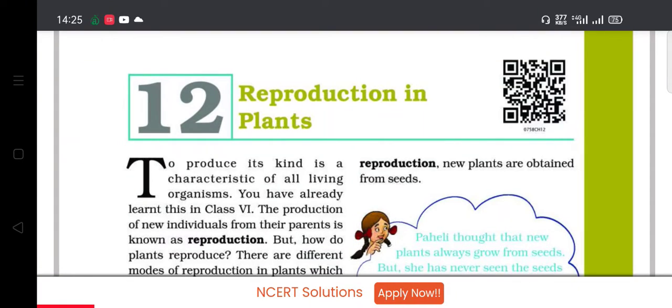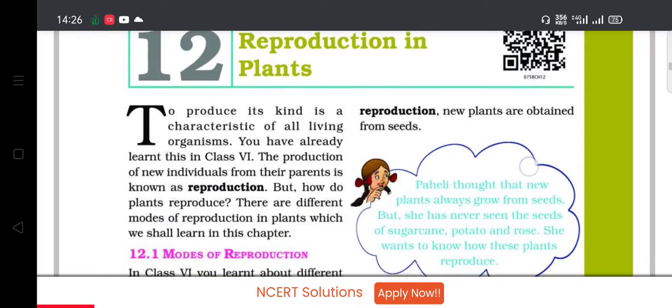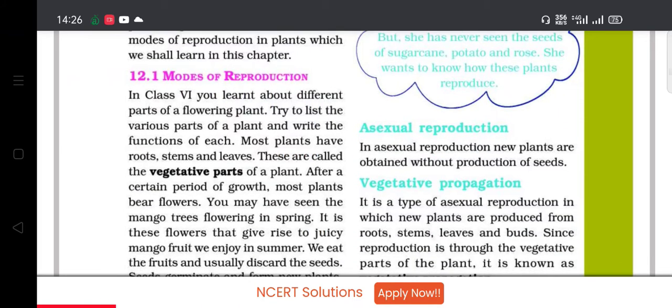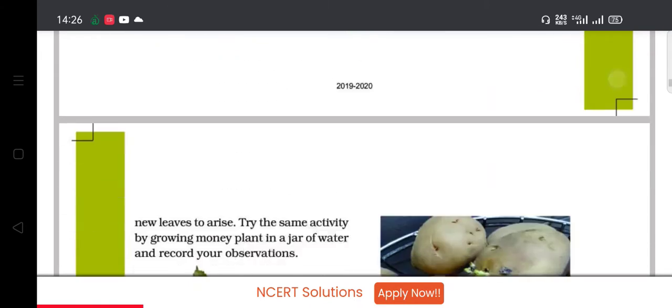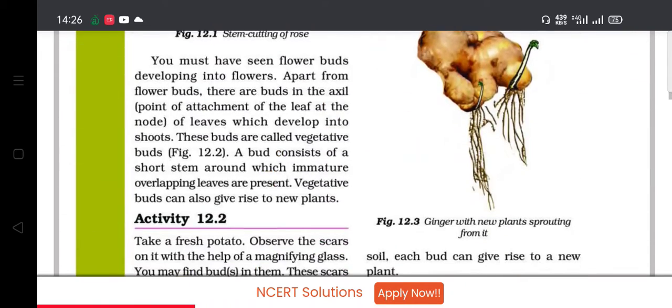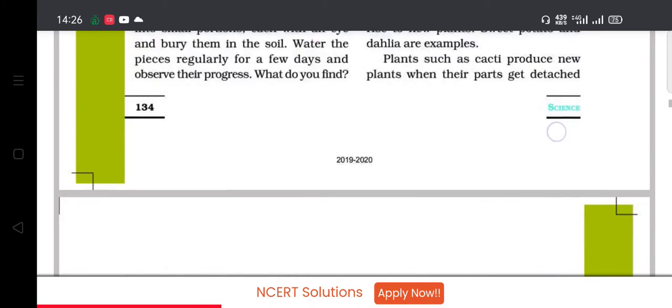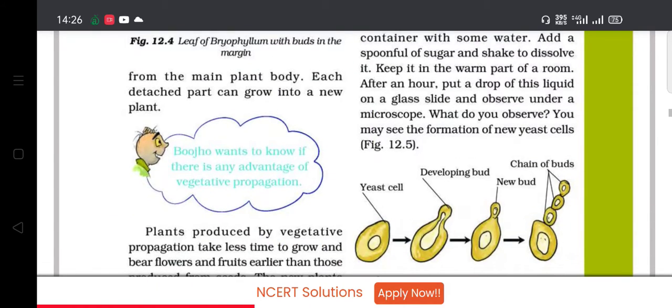Chapter number 12, Reproduction in Plants. Children, as you know, we have already started this chapter and we are watching the different types of reproduction, asexual and sexual reproduction, in which we have seen in brief about vegetative propagation. After watching about this, we will now see budding.